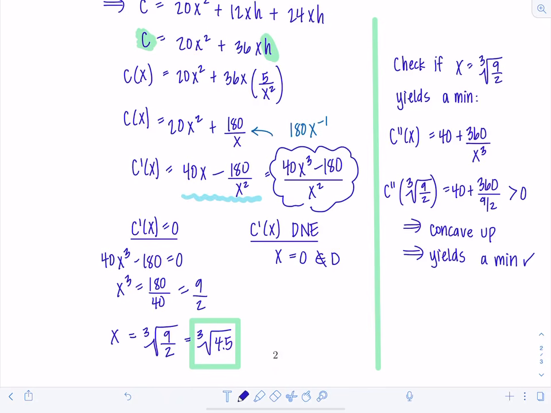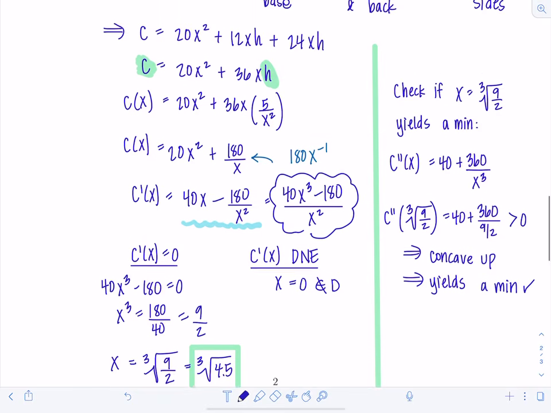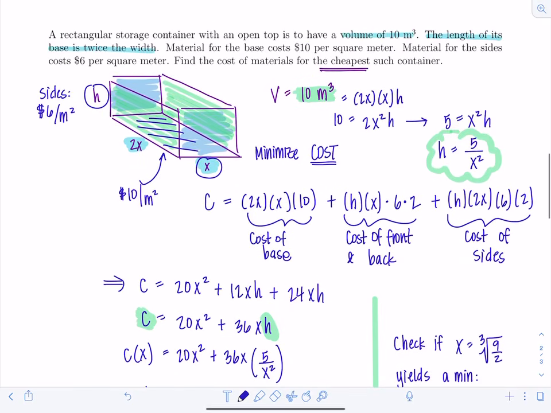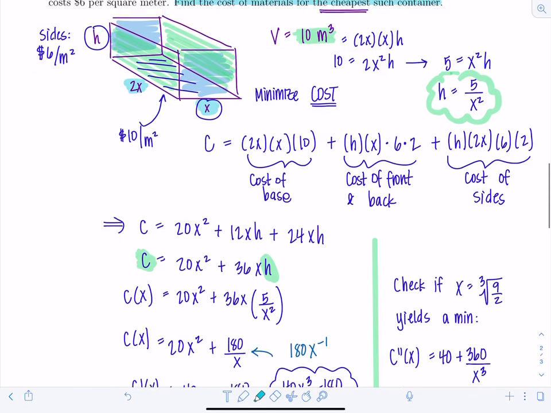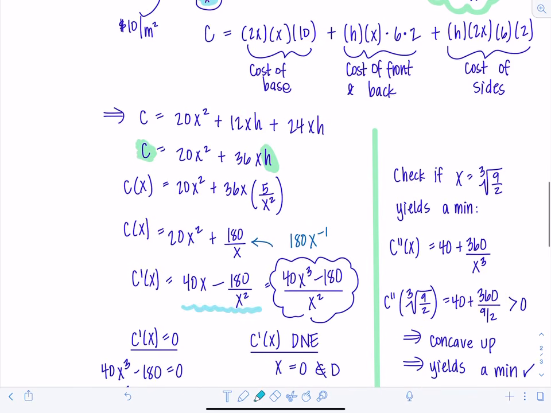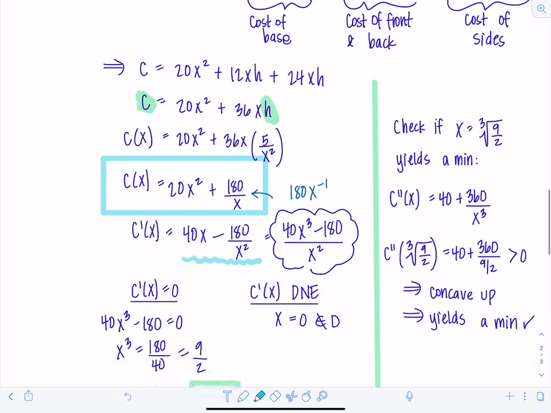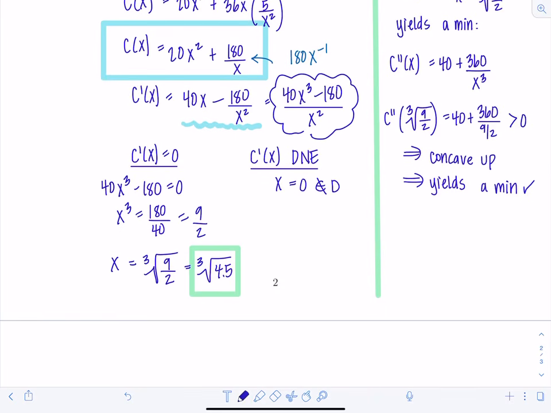Okay, now let's answer the question. The problem asks us, don't forget, what did they want? To find the actual cost of the materials. So they want us to find what C is. So I'm going to substitute this value of x into my cost function. Remember, my cost function is right here, 20x squared plus 180 over x. So we'll just fit that in right here.